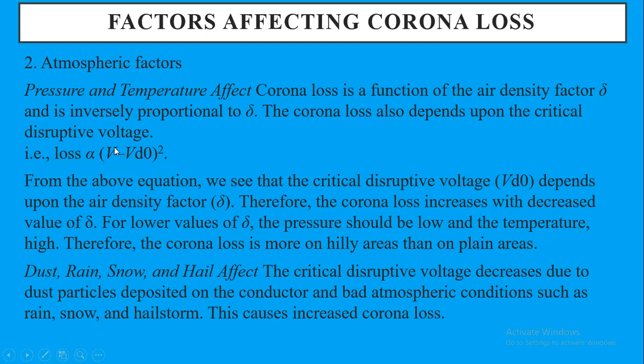So if the difference of the square of the voltage is increased, the loss would be increased. Also from the above equation, we see that the critical disruptive voltage VD naught depends upon the air density factor, that is sigma. Therefore, the corona loss increases with decreased value of sigma. For a low value of sigma, that is the air density, the pressure should be low and the temperature high. Therefore, the corona loss is more in hilly areas than in plain areas.